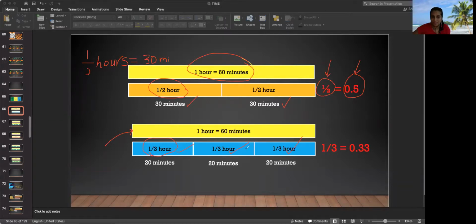So 60 divided by 3, you would have 20 minutes, which means 1/3 of an hour is equivalent to 20 minutes. Let's say you went to the bathroom and you took 20 minutes to have your shower, which means you practically took 1/3 of an hour to shower. That kind of rhymes.